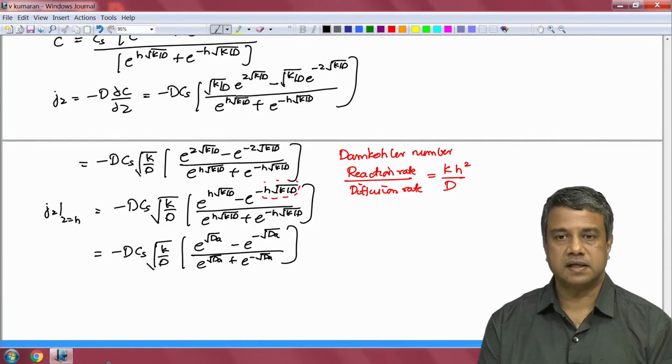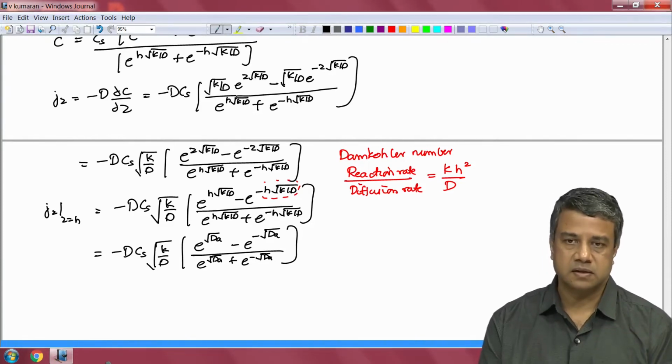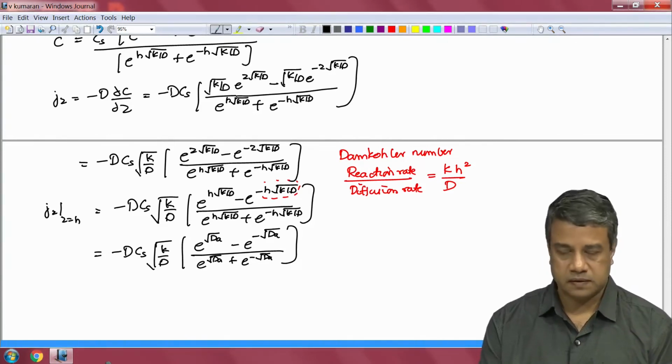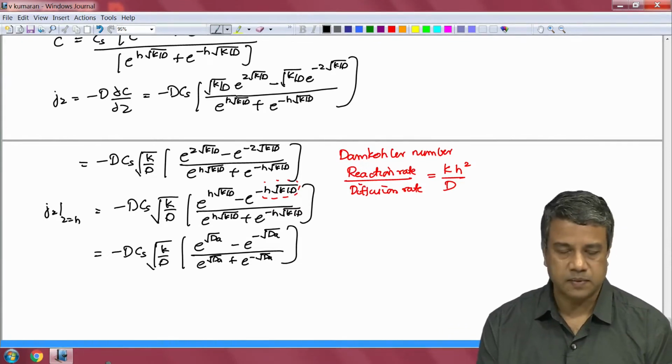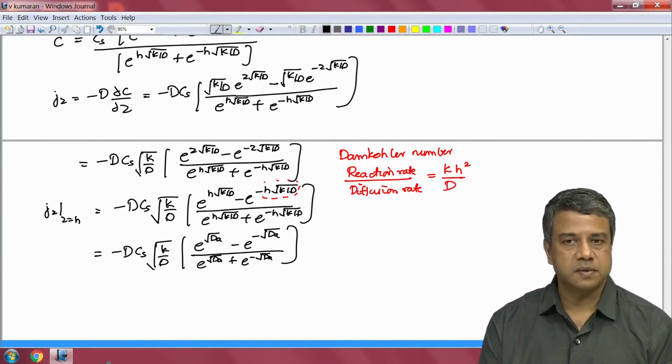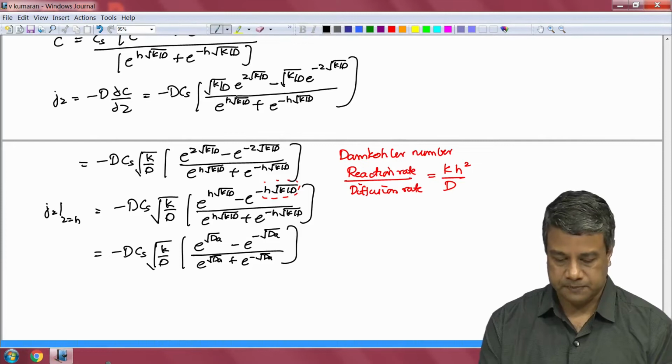That is, it basically tells you how much of A is getting consumed per unit area of the reactor per unit time. So, that is the meaning of this: the rate of consumption of A per unit area per unit time.